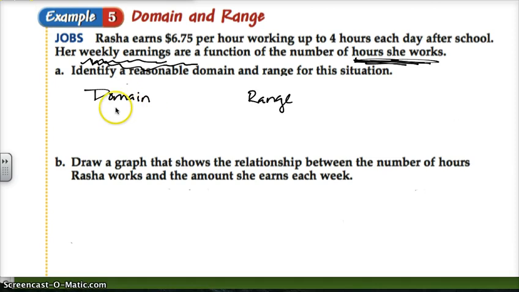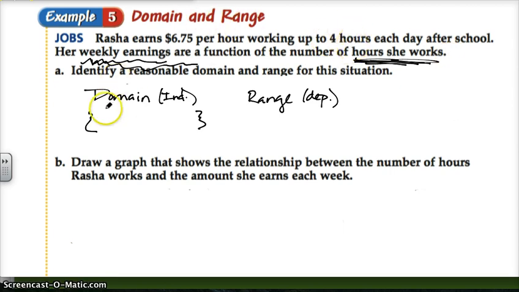Well, we know that the domain is generally associated with the independent variable, and the range generally represents the dependent variable. So the domain is all the possible values of the independent variable that we could have. In this case, since we decided that the independent variable is the hours, what are all the possible hours that she can work? We know she works up to 4 hours each day after school. So that's the maximum amount.